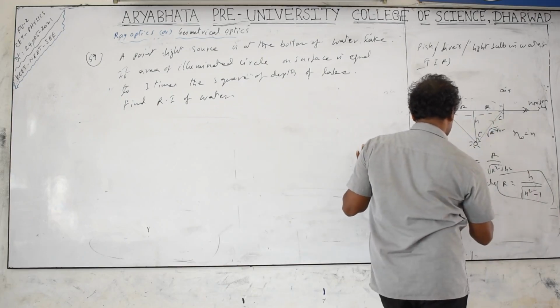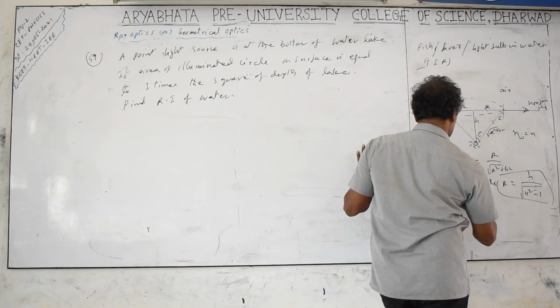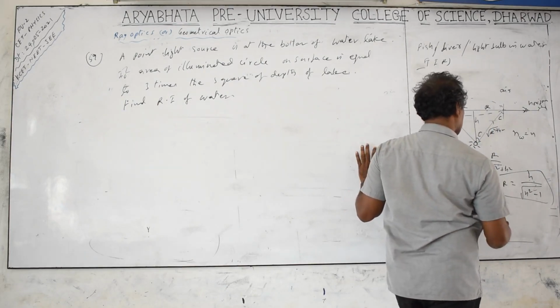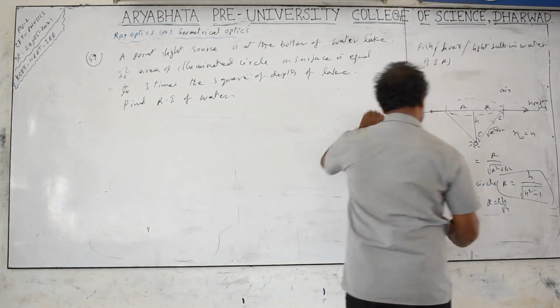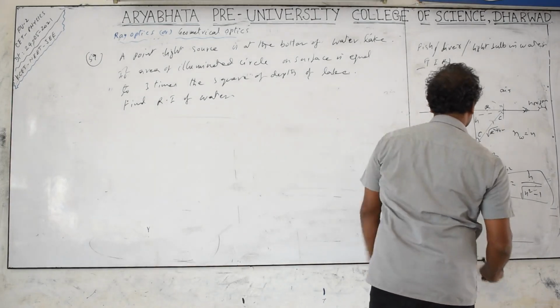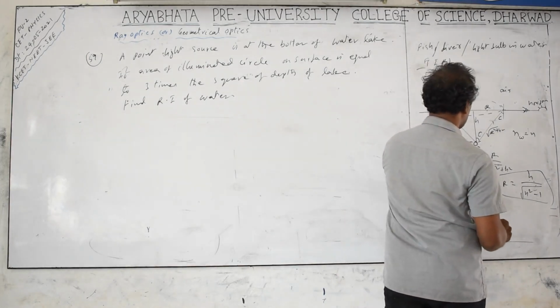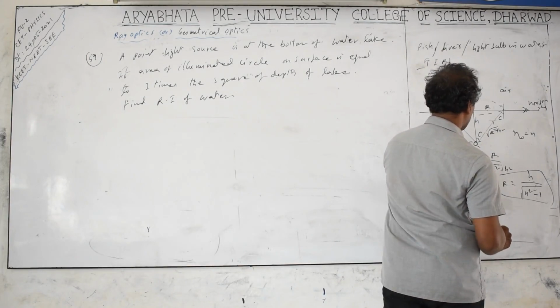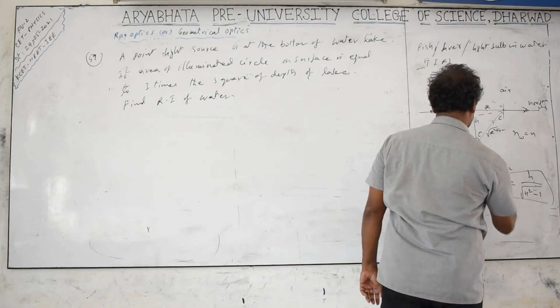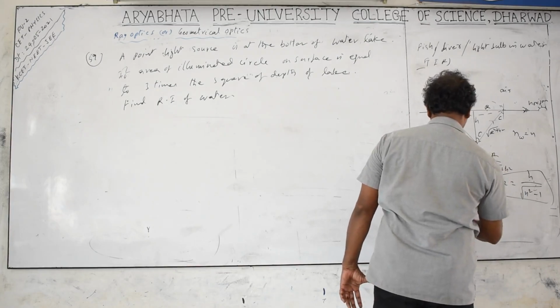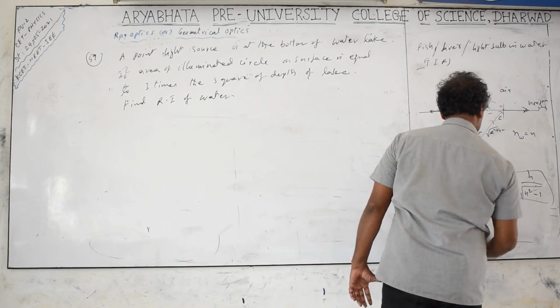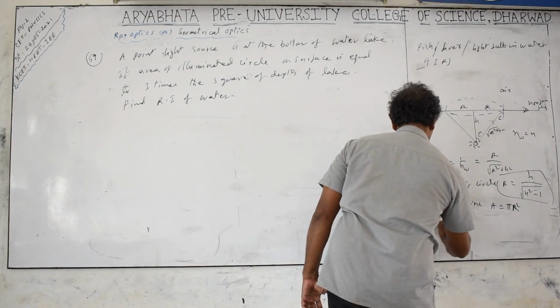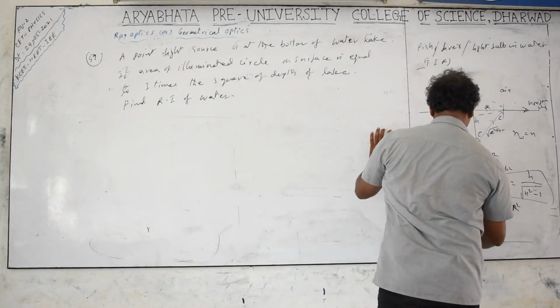If n is equal to 4 by 3, the relation you get is r is equal to 3h by root 7. You can substitute and check. Squaring both sides, you will get r square n square is equal to r square plus h square. The area of the circle is equal to pi r square, and tan c is equal to r by h.